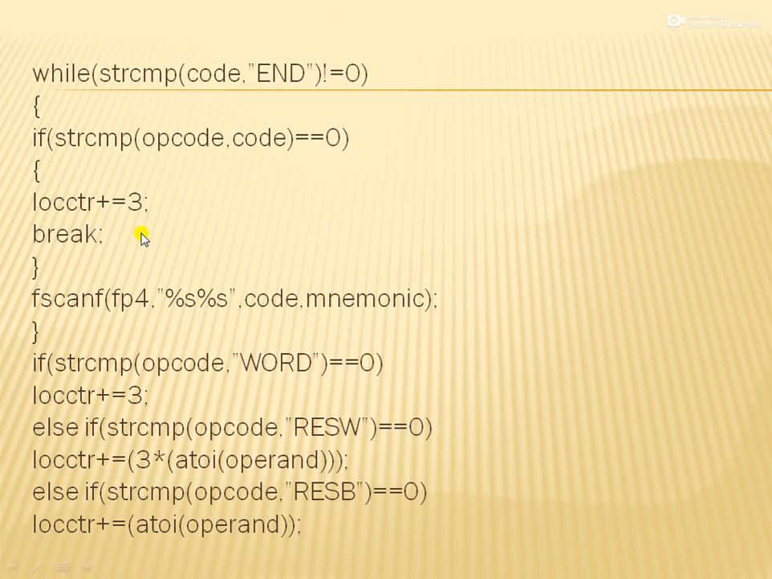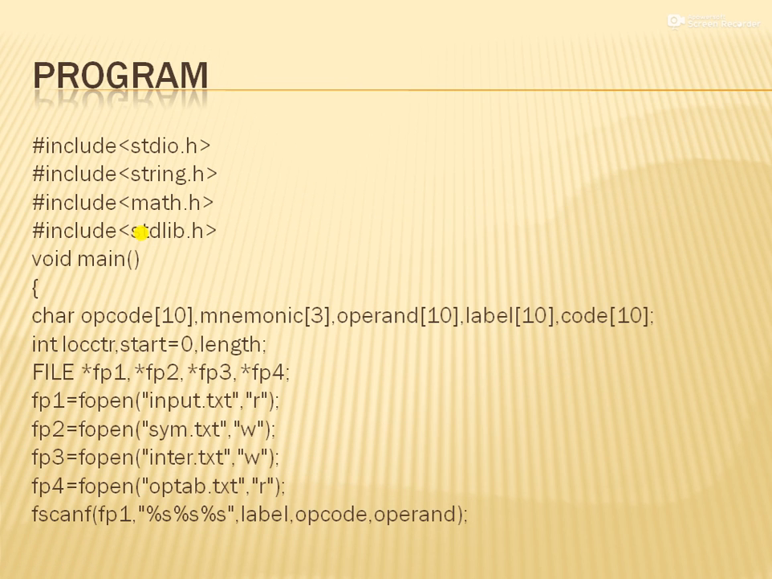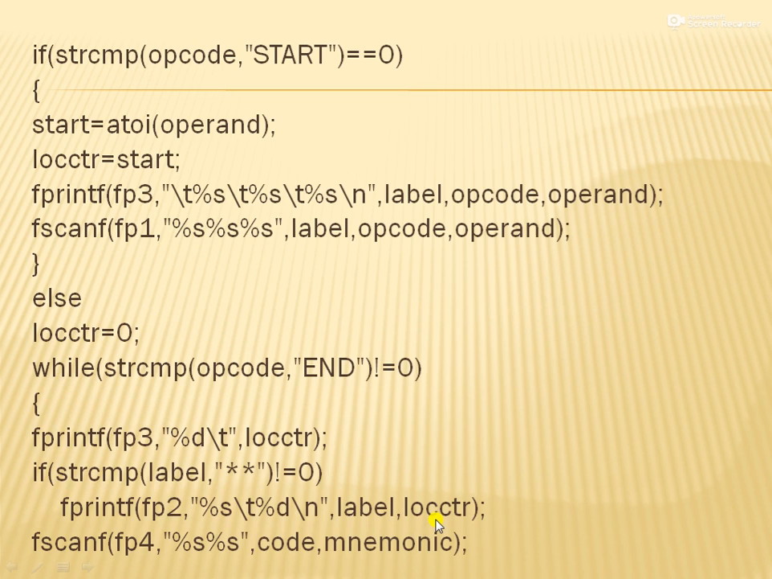For that we need to use fscanf. So fscanf fp1, that is, from the input text we are reading the line in the format label, opcode, operand. Okay. Now next we will see whether the opcode portion is start. Usually the first line of the source program will contain the starting address along with the start assembler directive.